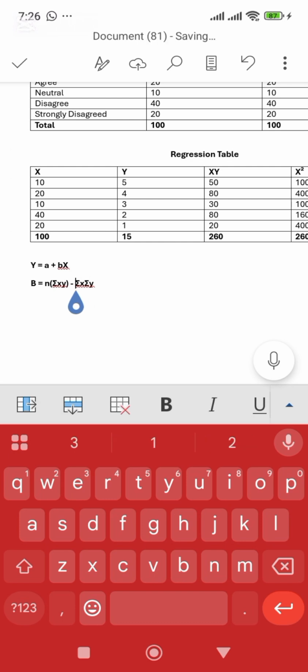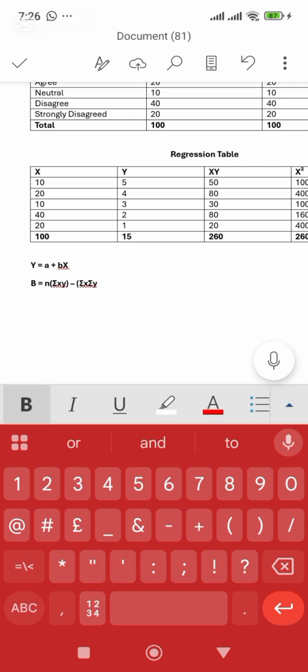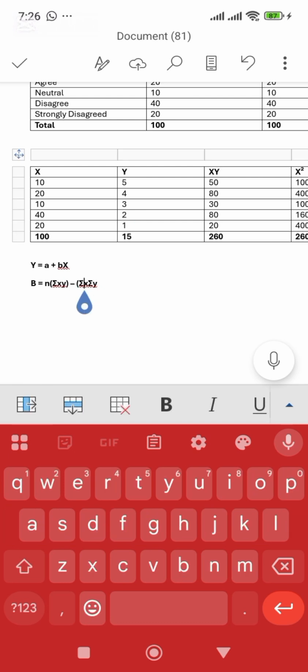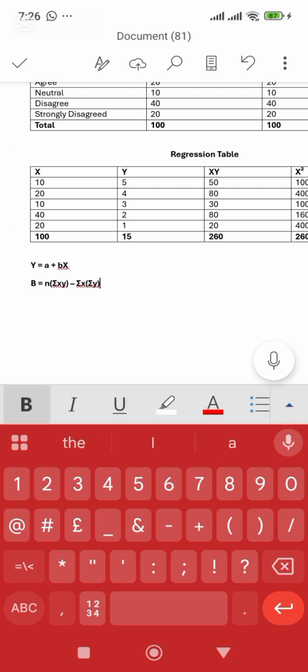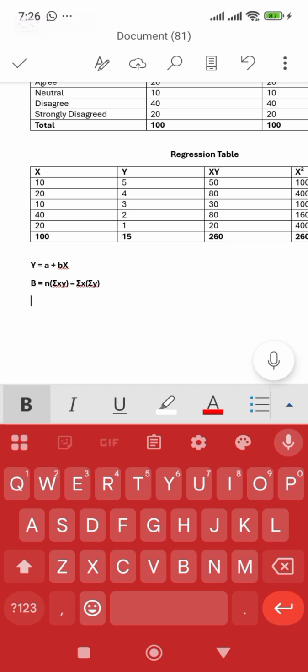So this is n times summation xy. I'm using a bracket now to separate it. That bracket there is times. The ΣxΣy means Σx times Σy. So I'll just put a bracket. I'll delete it now and put the bracket in the Σy, but you can put it in Σx, whatever. So I'll put the bracket where there's Σy.